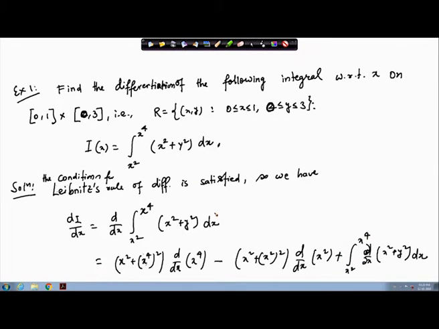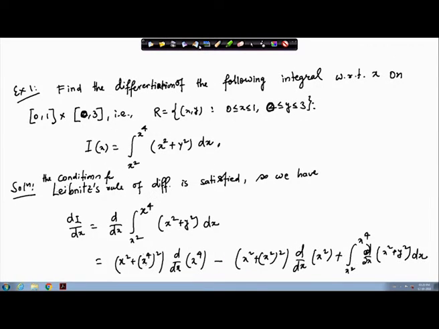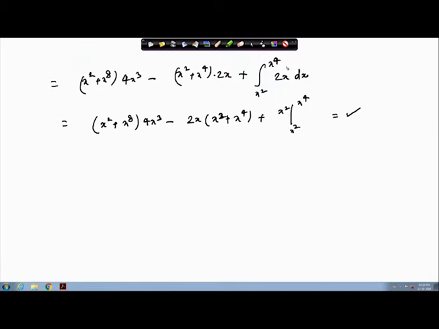So what we do, we just apply the Leibniz rule of differentiation. So phi x to psi x, and then we integrate with respect to y, I'm sorry, so here we are integrating with respect to y, so this will be 2x dy, and then we can write this as 2x times y integration from x squared to x to the power 4.